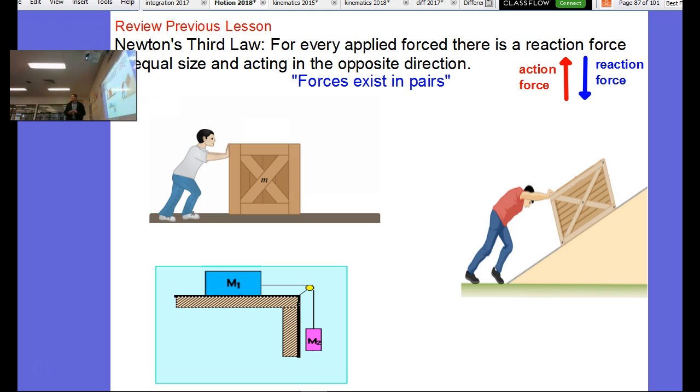Okay, so to help us identify all the forces acting on these objects, as you think about the forces and the definitions that we've just written down, I also want you to keep in mind Newton's third law. For every applied force, there's an equal and opposite in size reaction force. So the fundamental idea from last session was that these forces all exist in pairs.